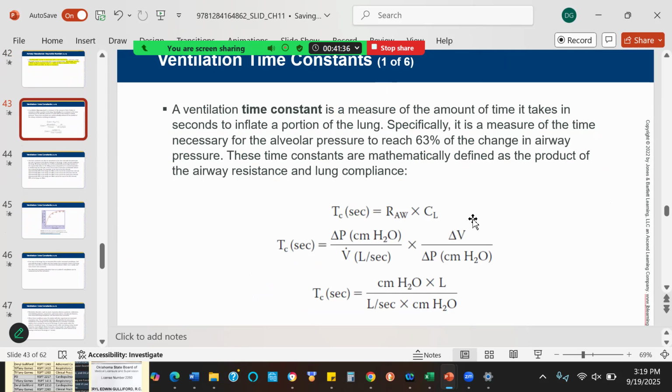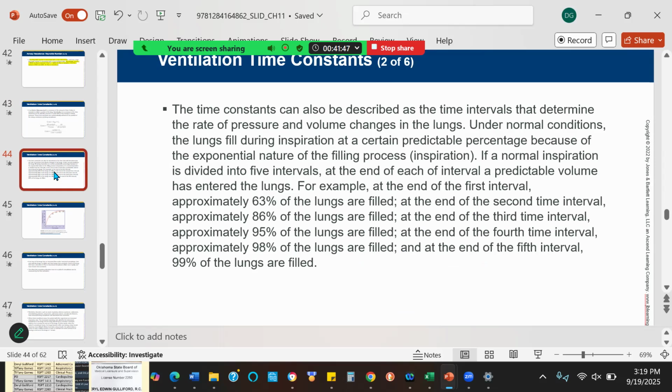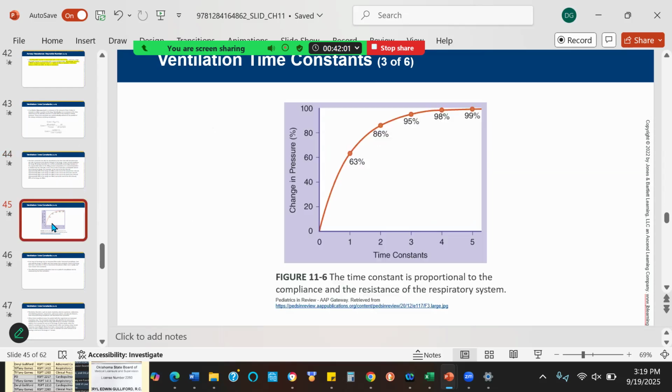Ventilation time constant. The time constant is airway resistance times compliance. That's what it is. Time constant is airway resistance times compliance. And then we give you some examples of how that ventilation time constant changes with various lung volumes. You don't need to memorize those. And there's a curve that shows you how the time constant changes based upon changes in pressure.